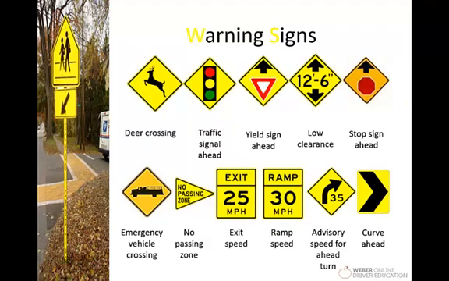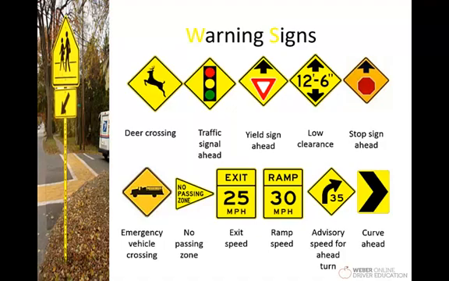Some additional warning signs. Nothing here I need to point out. Yield sign ahead, low clearance, that's telling you how high. Stop sign ahead. Notice the stop sign is still always red. Now here's our pennant, like a flag, and it says no passing zone or passing allowed or something.